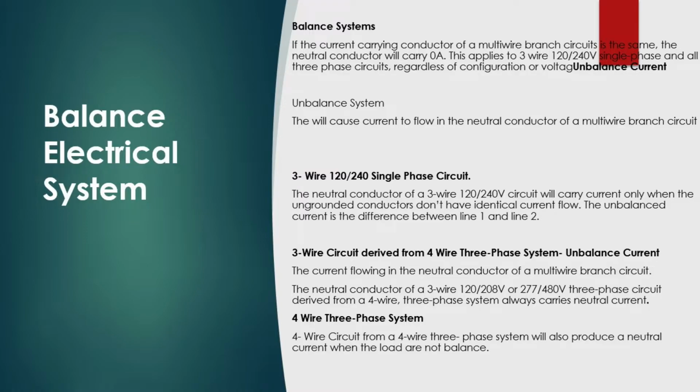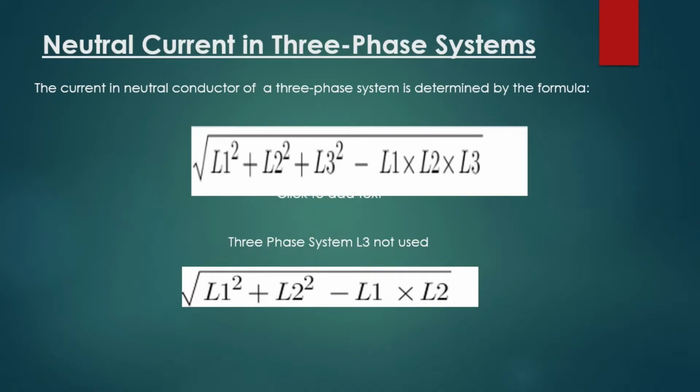So when we are calculating the neutral current in the three-phase system, all we have to do is add up the squares of L1, L2, and L3, and then subtract the products L1 times L2, L2 times L3, and L1 times L3, all square rooted. When we work out this value, it should give us the maximum current that is going to flow within the neutral, either when line 1 is 0 or line 3 is 0 and line 1 is at its max.